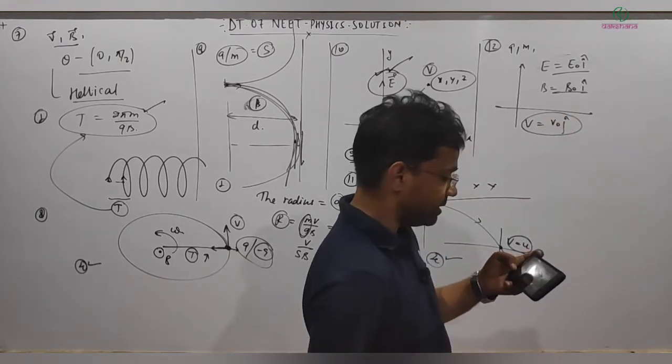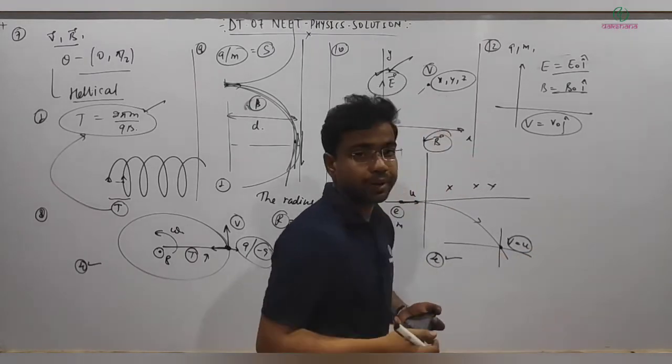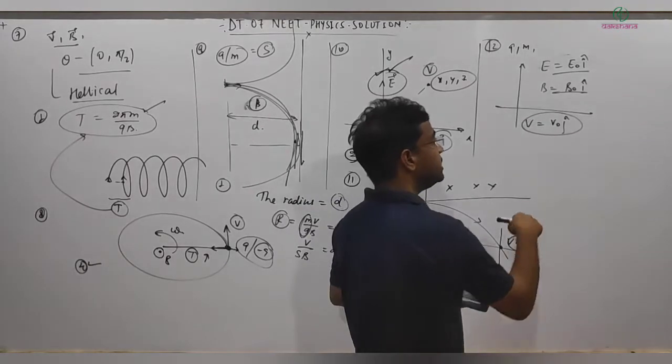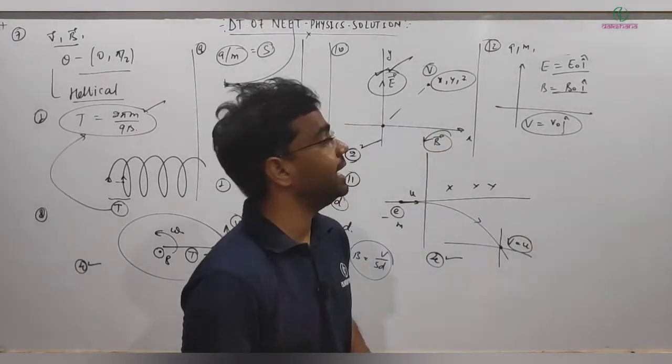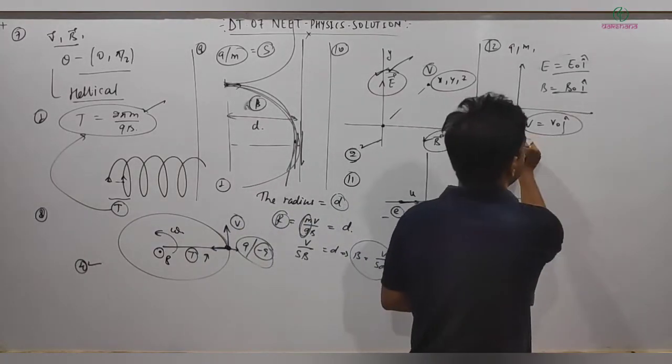The speed of the particle will become 2v naught after time t. So here the speed will change because of work done by the electric field. It's talking about the time.